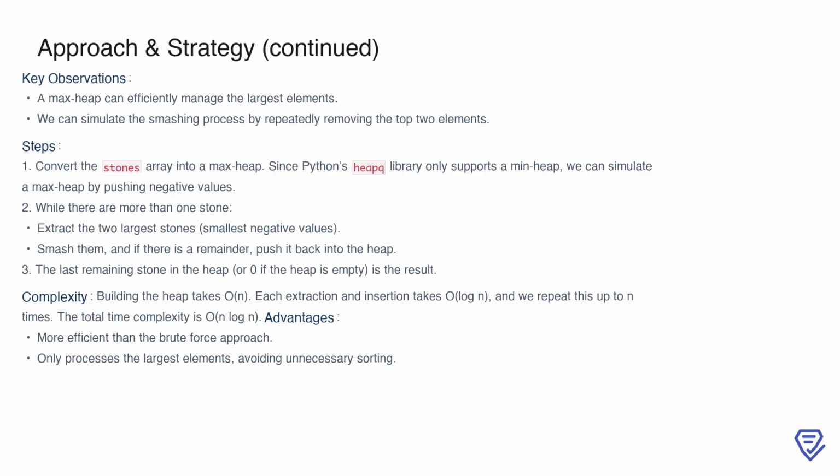Since Python's heap library only supports min heaps, we simulate a max heap by pushing the negative of each stone's weight into the heap. Then, while there are more than one stone remaining, we repeatedly extract the two largest stones, represented as the two smallest negative values, smash them, and if there's a remainder, push the result back into the heap. At the end, the heap will either be empty or contain one stone, which will be the result.